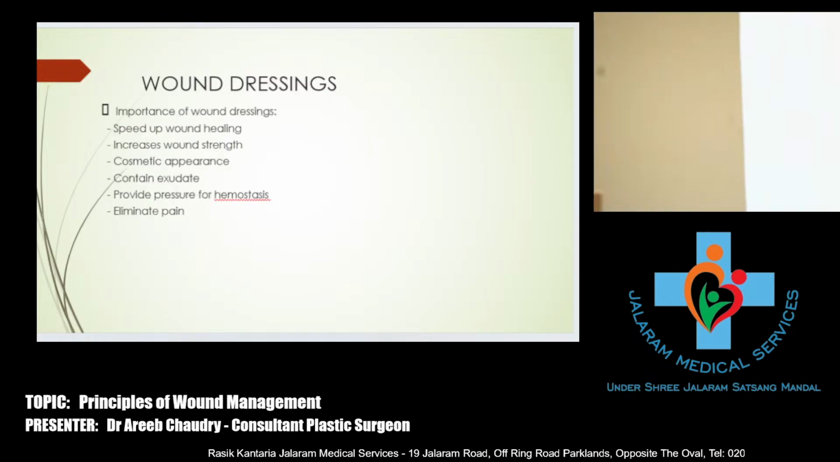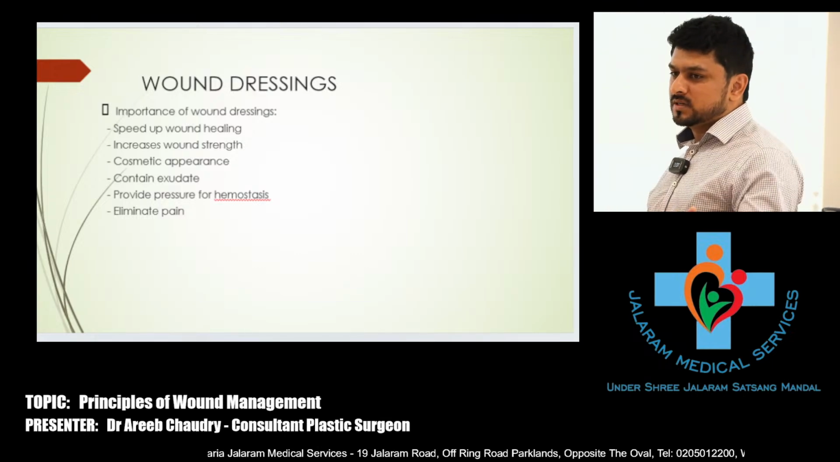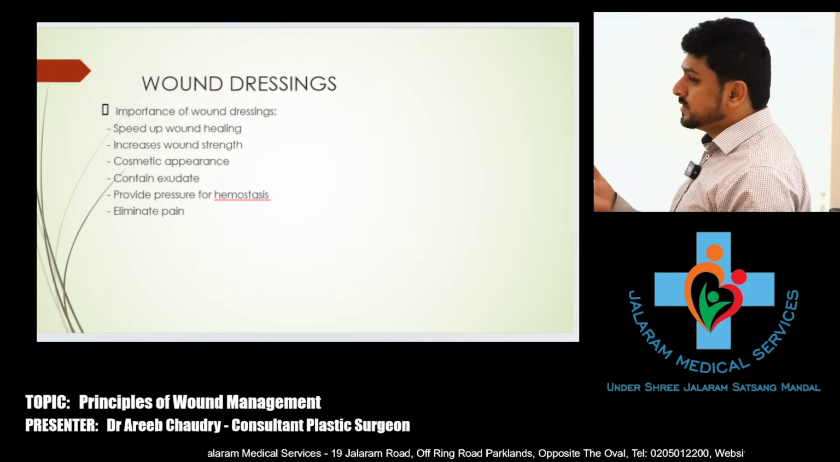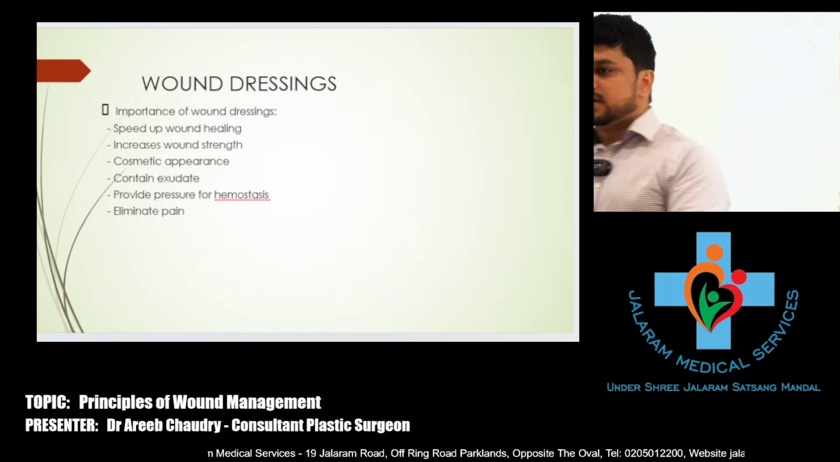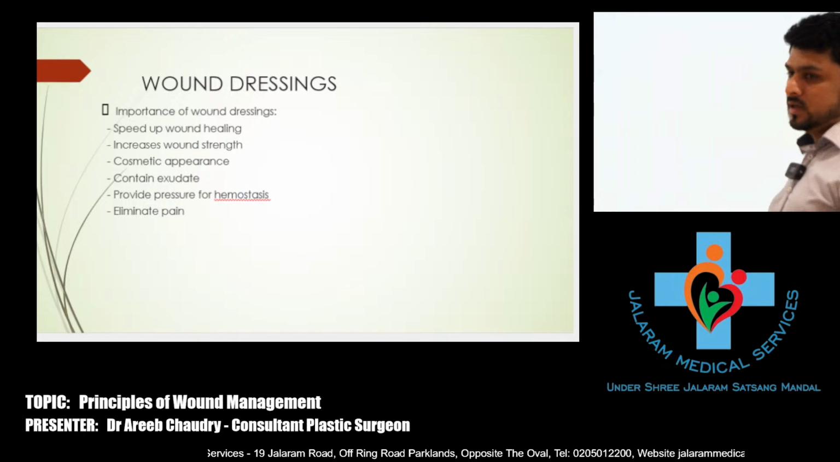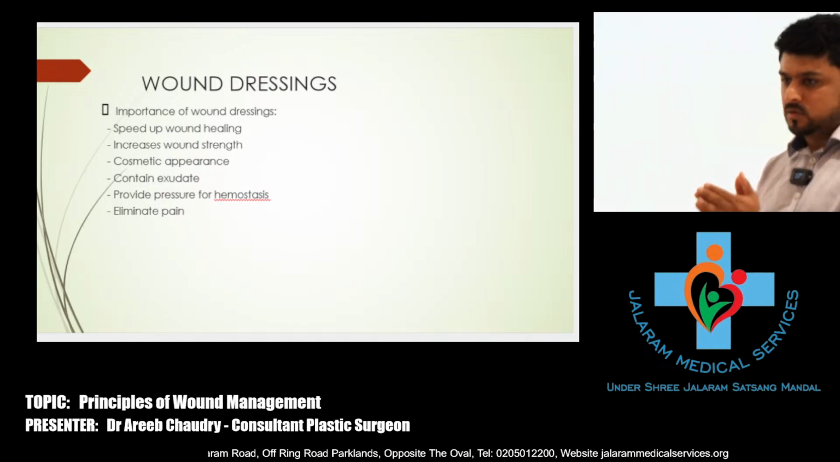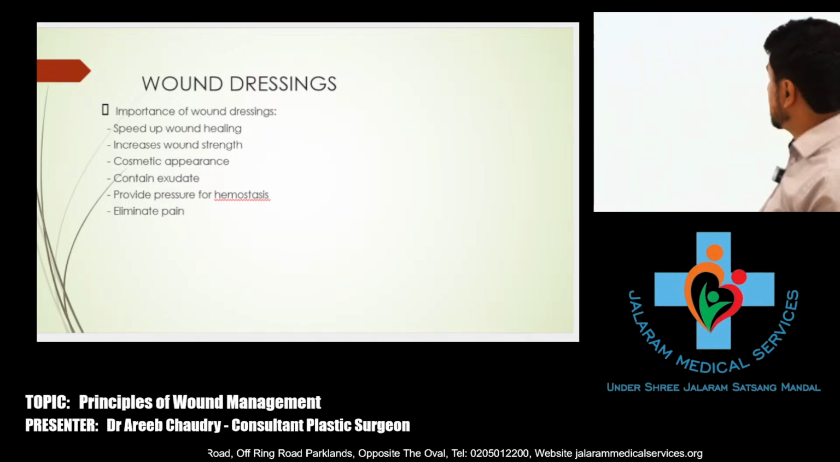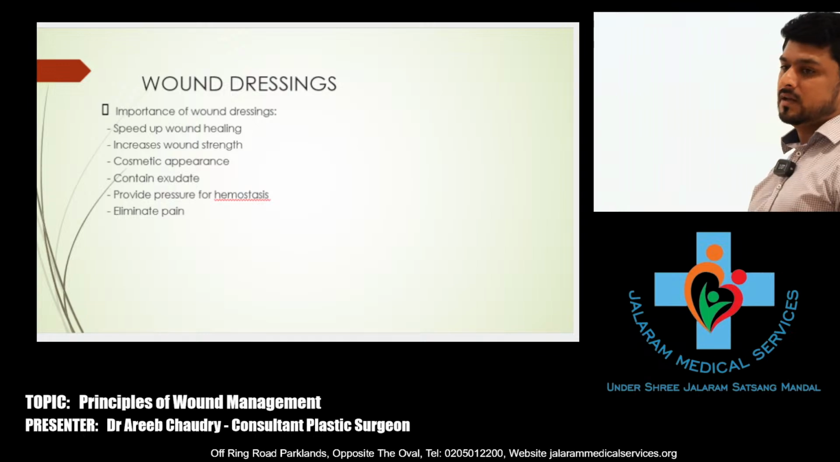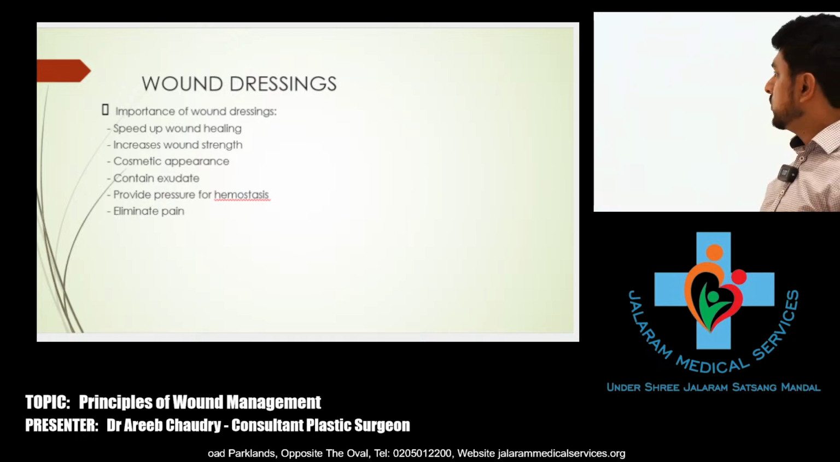Good. So wound dressings. So why do we dress a wound? Because we're always talking about wound dressing. So why dress? One, it speeds up the wound healing because you have a mechanical barrier. Okay. Number 2, it increases the wound strength. How does it do that? You have a mechanical barrier on top. So if the patient goes and hits somewhere, at least there's that cover on top. So you're giving it a little bit of, so to speak, some strength. Cosmetic appearance, again, it looks better if you have a dressing than you walking around with an open wound.